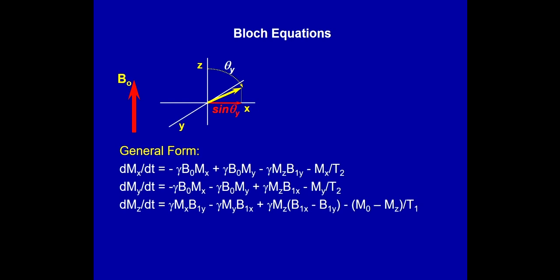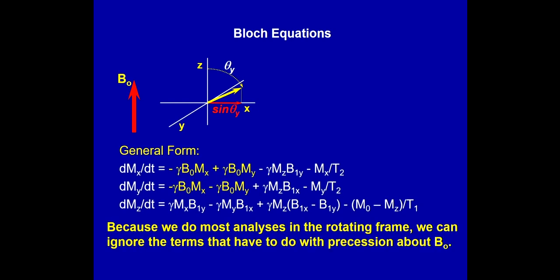easier to understand. In the first case, because we do most of our analyses in the rotating frame, we don't have to worry about the precession. This gamma B0, that's the Larmor frequency that has been brought up several times in the course so far, which at 4T for protons is 170 million times a second. For 3T, it's about 123 million times per second. We can ignore these terms if we are going to put ourselves into the rotating frame.